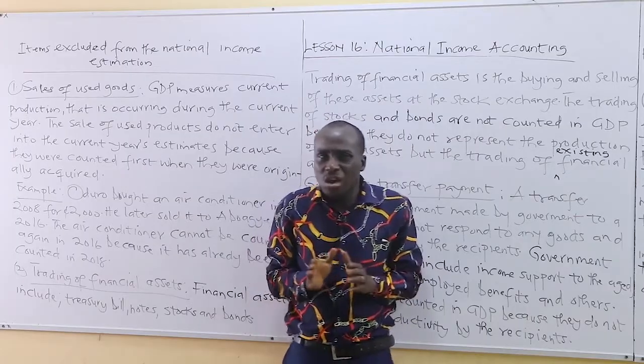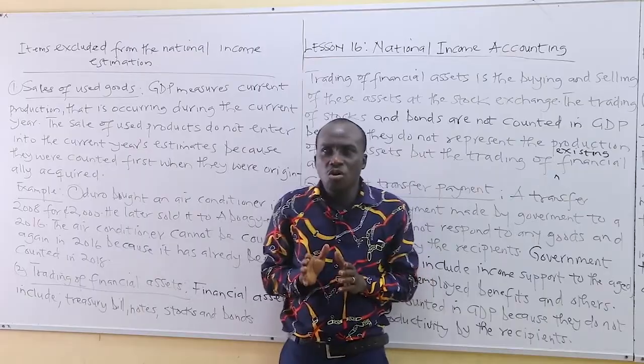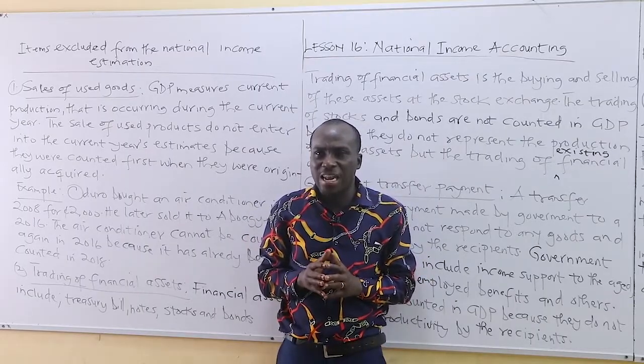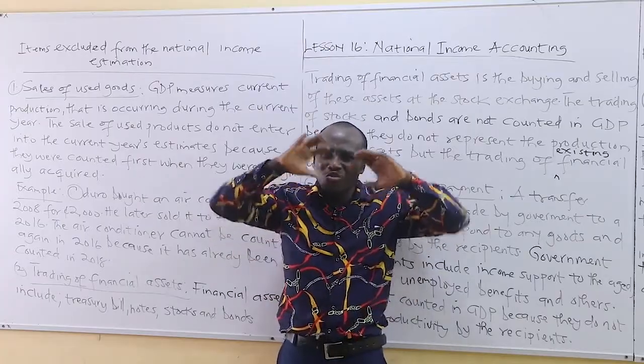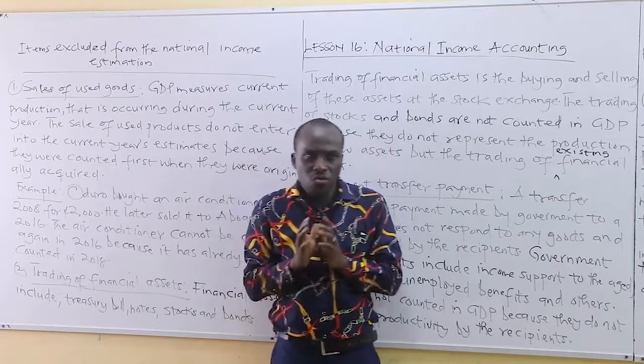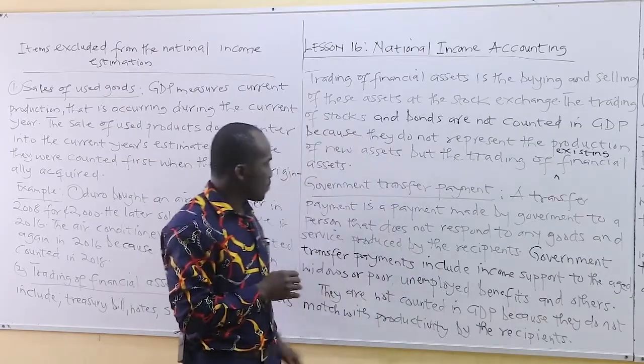Why are we doing this? We are trying to avoid double counting so that it doesn't become a sort of Herculean tax. So that we can know the true value of the GDP without any double counting or overestimation, so that we know what is the true value of the GDP.